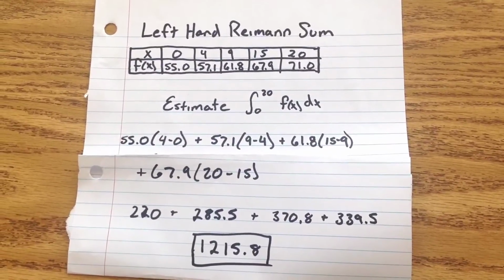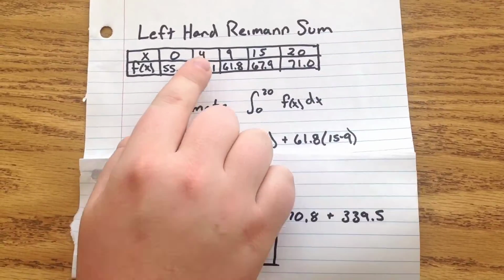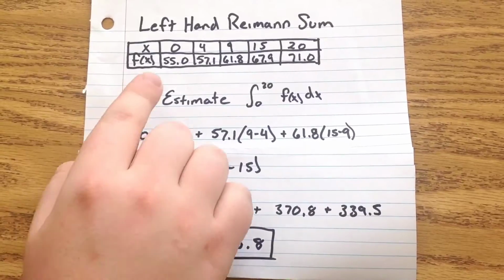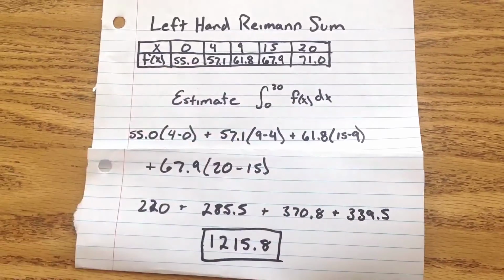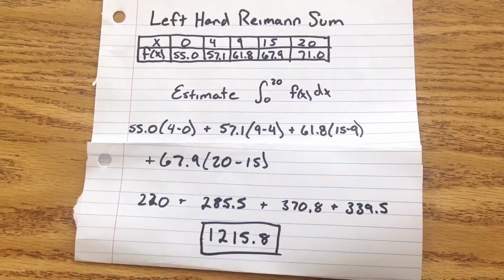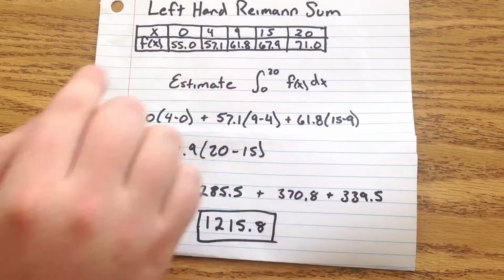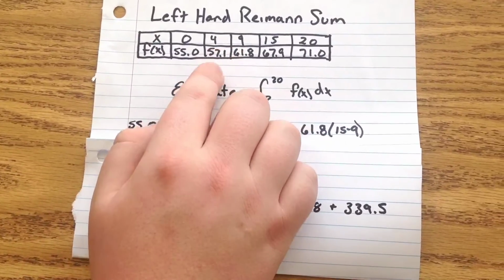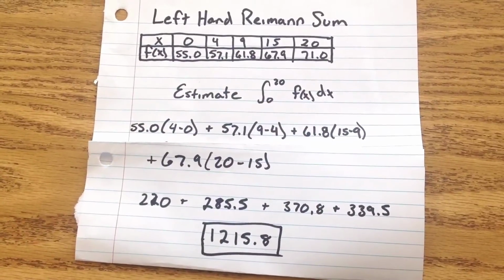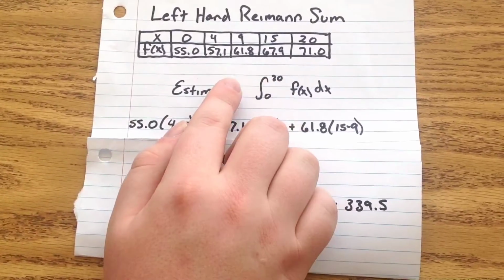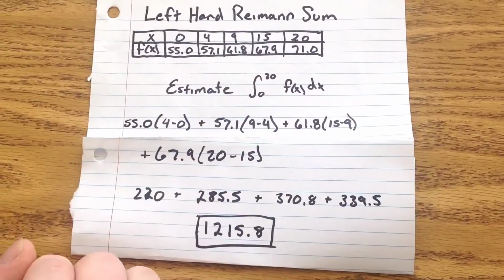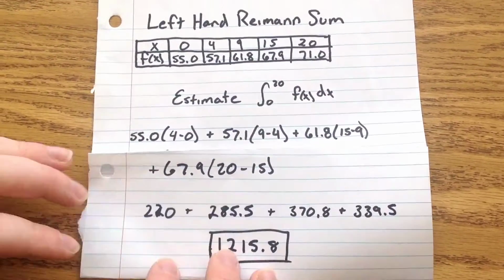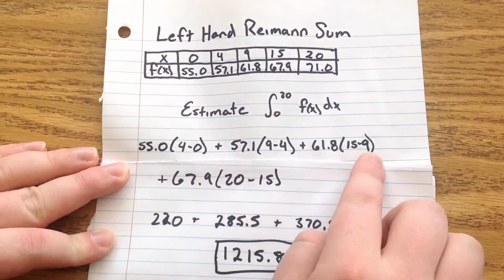To do a left-hand Riemann sum, you would have to take the two numbers here, subtract them from one another, and then multiply it by the one below the left number. So, for this example, it would be 4 minus 0 times 55.0 plus 9 minus 4 times 57.1 plus 15 minus 9 times 61.8 and then 20 minus 15 times 67.9. And this is the equation that you would get.